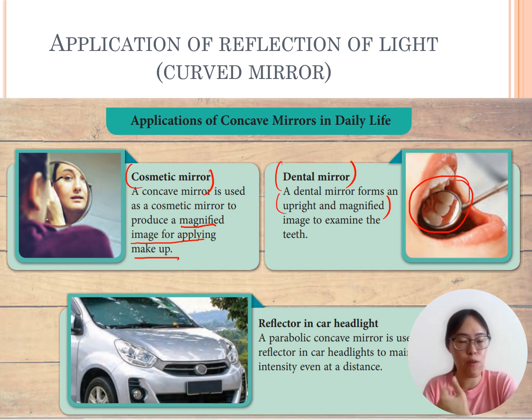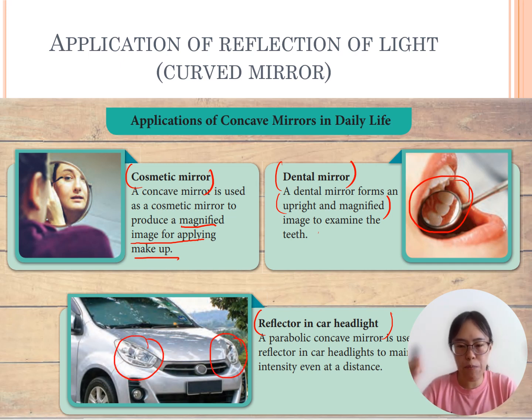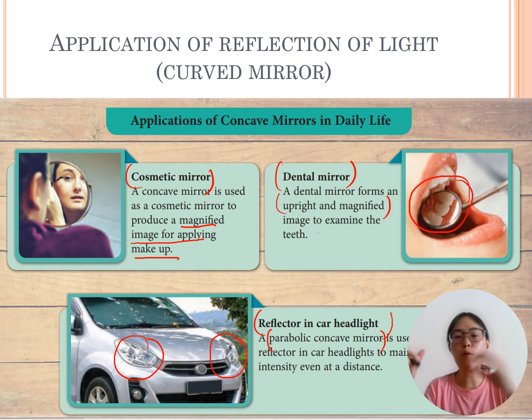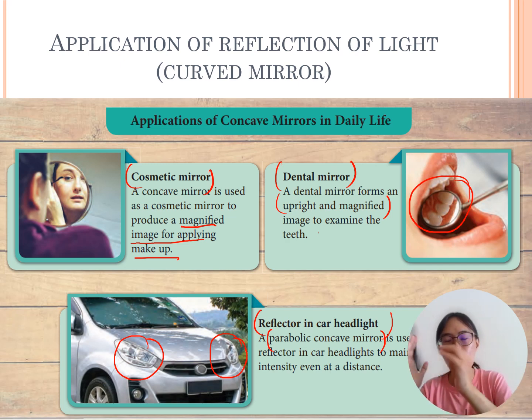Since you magnify, you can see more easily. So remember, the dental mirror is a concave mirror. Another one is the reflector in the car headlight. If you look carefully, it is curved inward. This is what we call a parabolic mirror. A parabolic concave mirror is used as a reflector in the car headlight so as to maintain the light intensity. As I said, a concave mirror will allow the light to focus at one point, so that it can maintain high light intensity even at a distance. No matter where the light is, it allows the light to travel through the parabolic mirror and focus at the focal point.